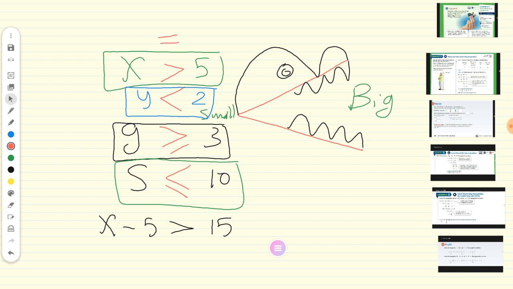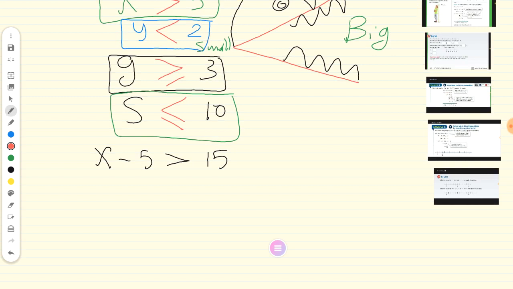So what should we do? We should add 5 to both sides. Add 5 here, add 5 here. Why add? Because it's the opposite of negative. So negative 5 plus 5 will remain 0. And the remaining on the left-hand side will be x greater than, as it is. 15 plus 5 equals 20.